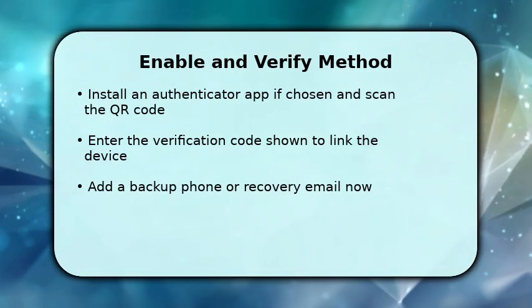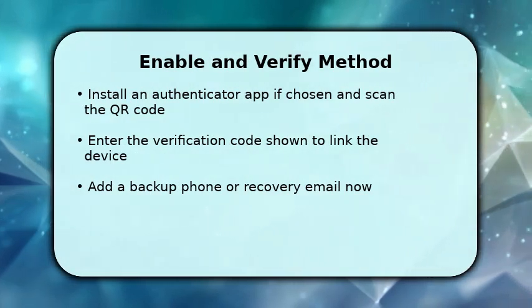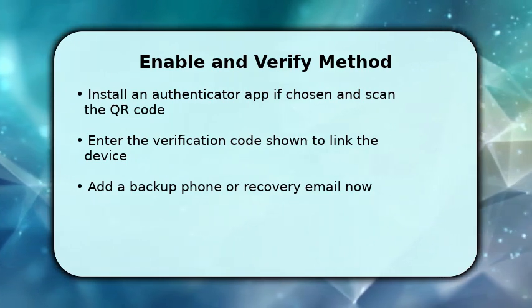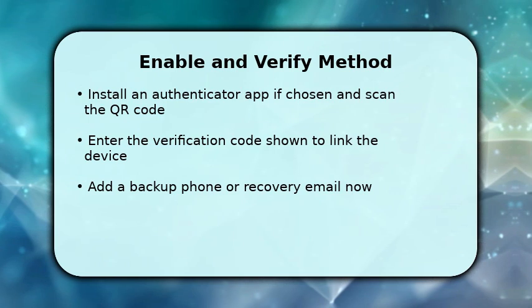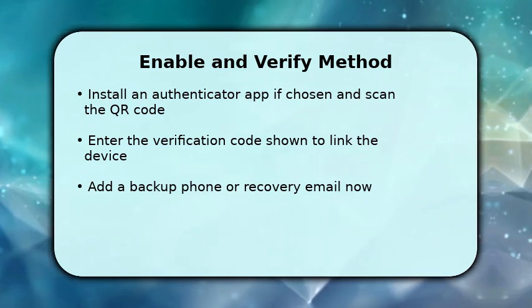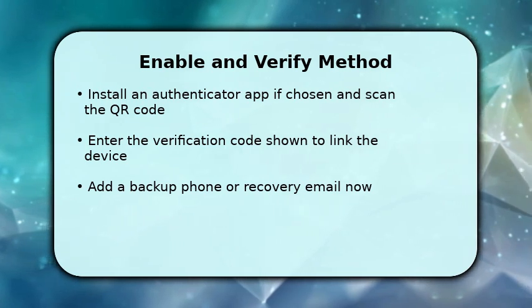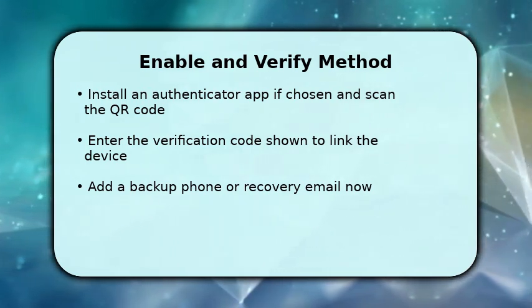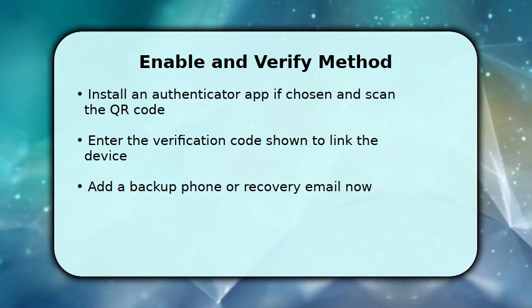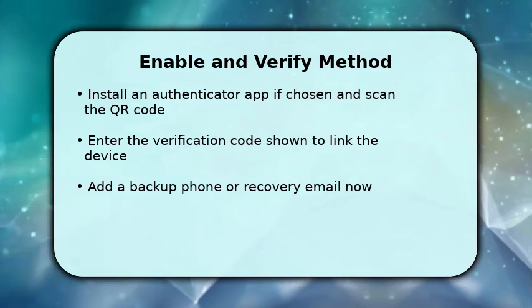Now you'll enable the chosen method and prove it works. If using an Authenticator app, open it and scan the site's QR code. If SMS, enter your phone number. Then type the numeric verification code back into the account page to confirm linkage. Once verified, add a recovery email or secondary phone so you can regain access later.